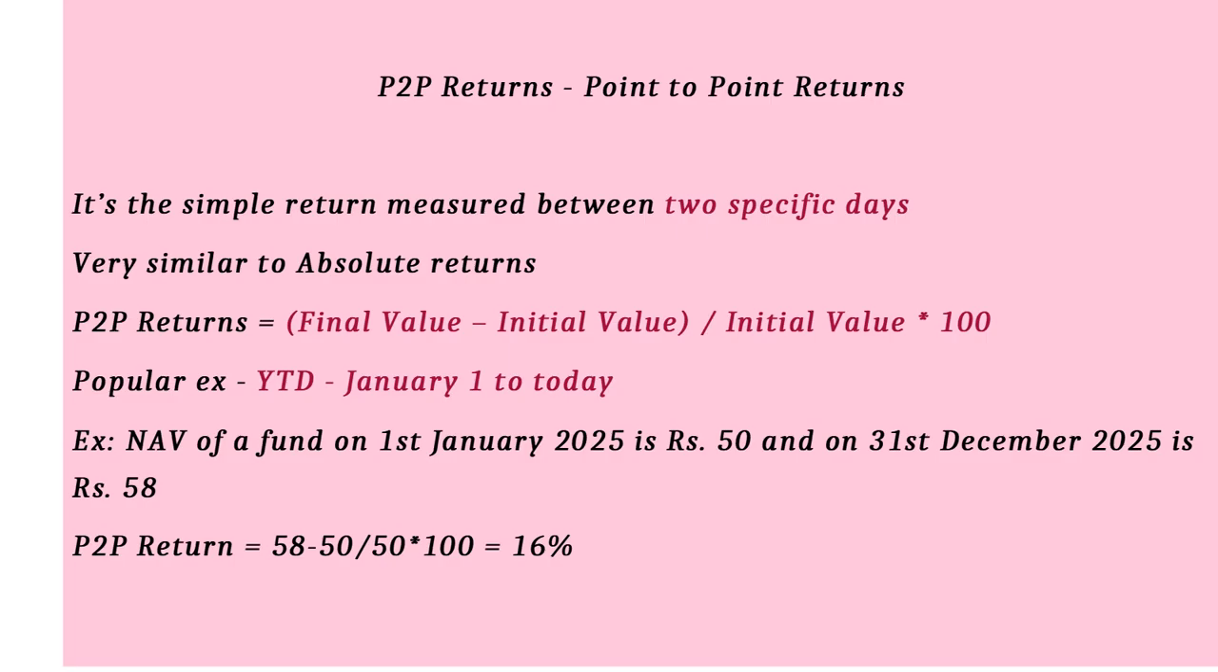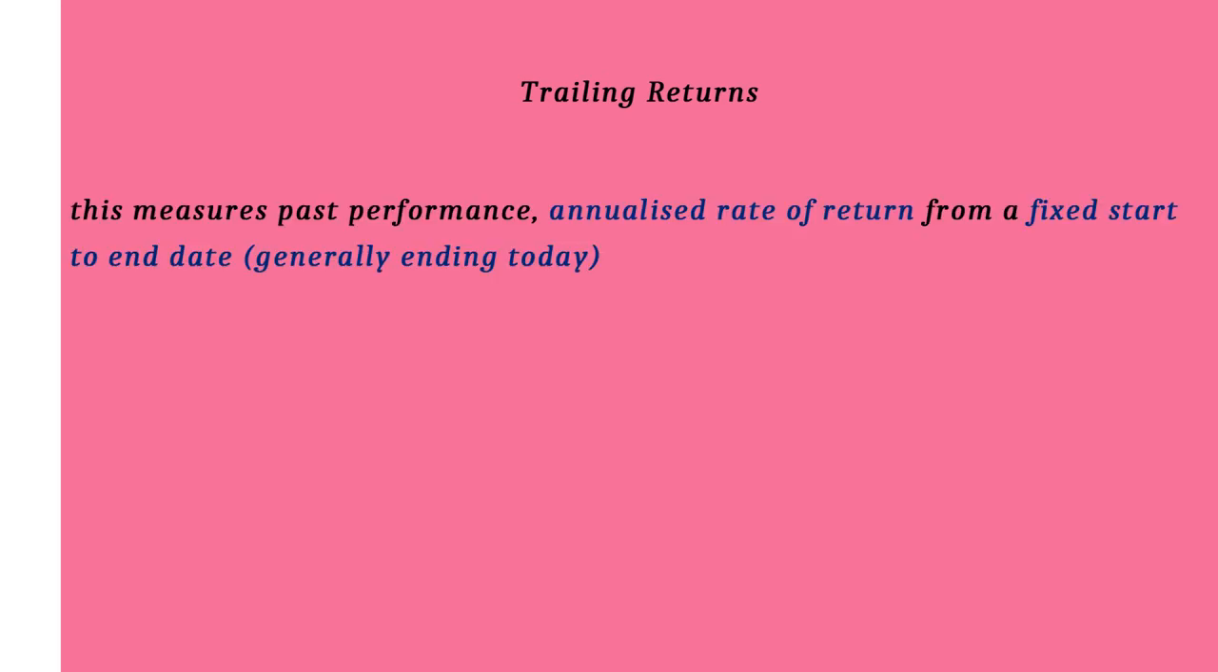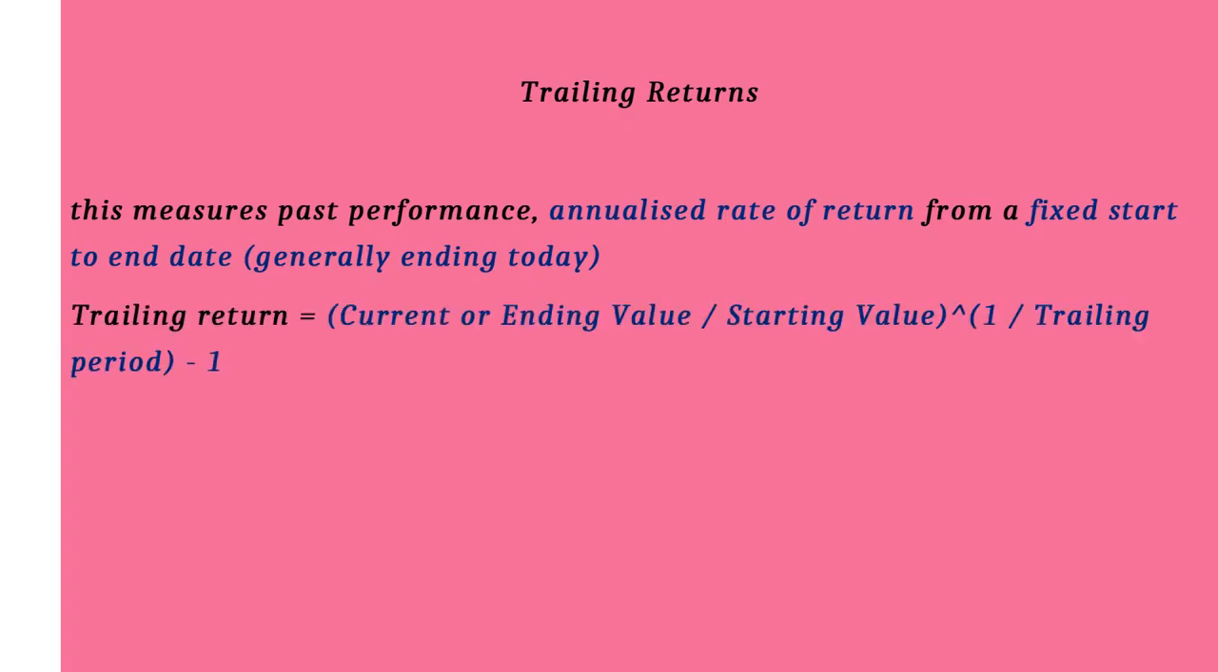Next is trailing returns. This provides the annualized rate of return from a fixed start date till today. The formula is current value divided by starting value to the whole power of 1 divided by the period, minus 1.